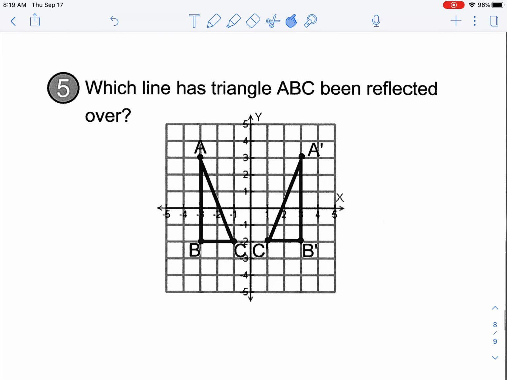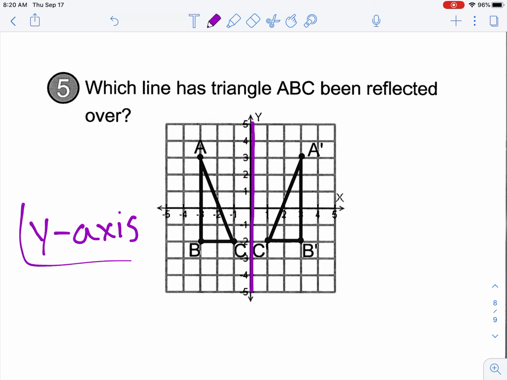The last part is, can you come up with the reflection line? They want us to come up with what this figure was reflected over. I noticed that it flipped from left to right. If I were to draw a line to make this reflection, it would be right here, because you'll notice that C is 1 away, C prime is 1 away. B is 1, 2, 3 away, B prime is 1, 2, 3 away. A is 1, 2, 3 away, A prime is 1, 2, 3 away. So that line right there, the y-axis, would have to be where we drew our reflection line to make that figure flip.